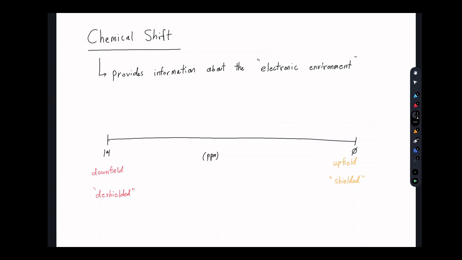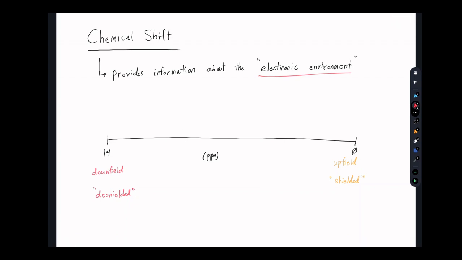Welcome to Lecture 1.3. In this lecture, we'll be discussing chemical shift and how it can provide us information about the electronic environment of our hydrogen groups or our signals in 1H NMR. Now, that might not make too much sense right now, but hopefully by the end of this video it will.